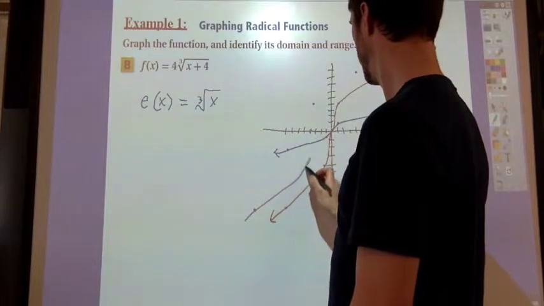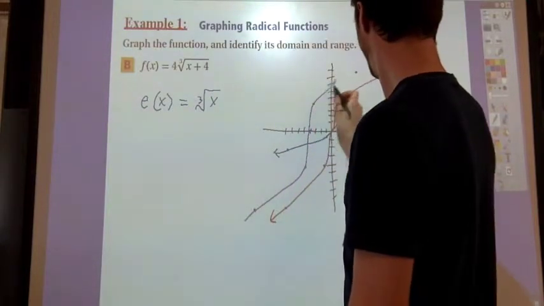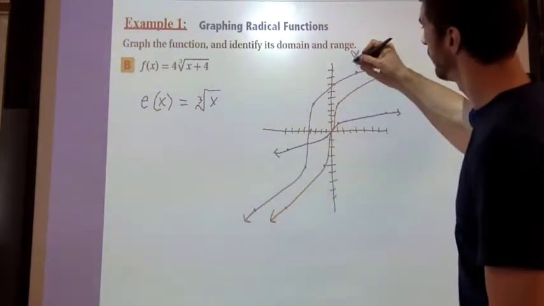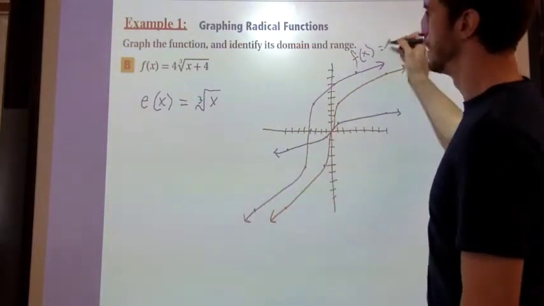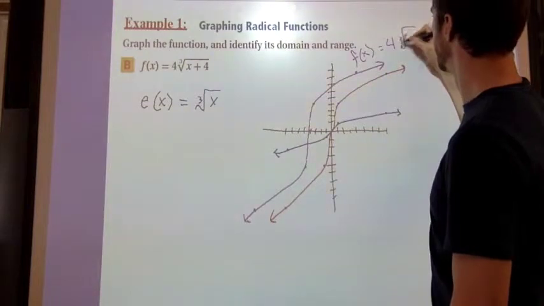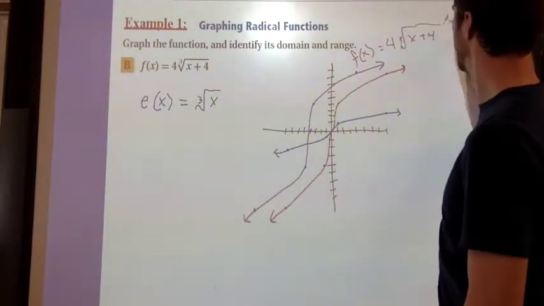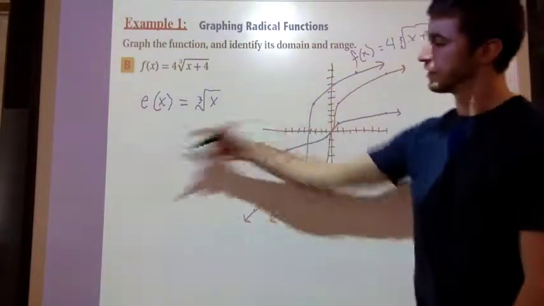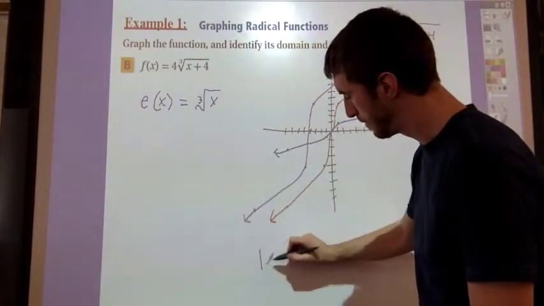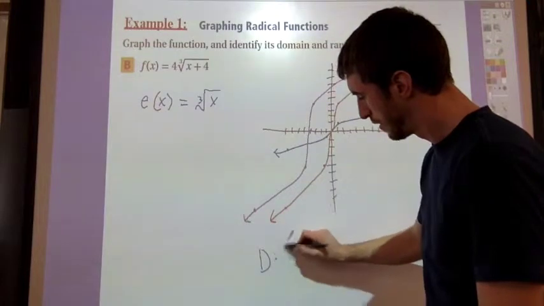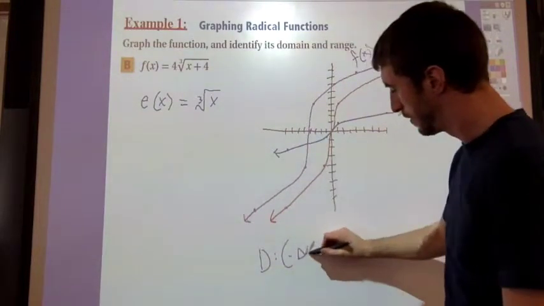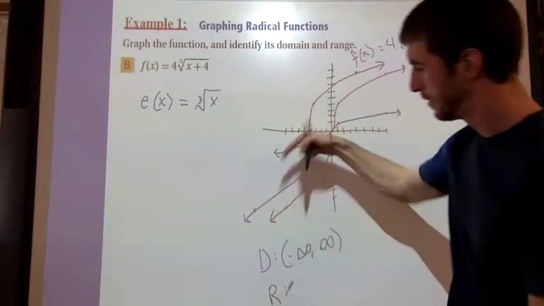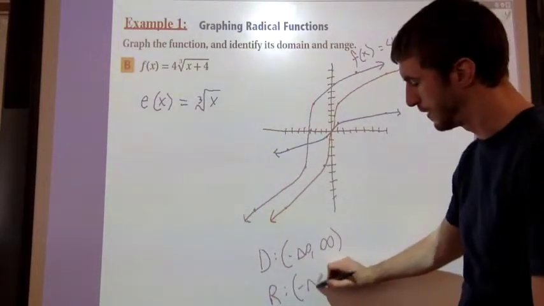And so our final function looks like this. And this is f of x equals 4 times the cube root of x plus 4. Okay, and then it wants us to figure out its domain and range. Goes all the way to negative infinity for domain, negative infinity, all the way to positive infinity, and then range, negative infinity to positive infinity.